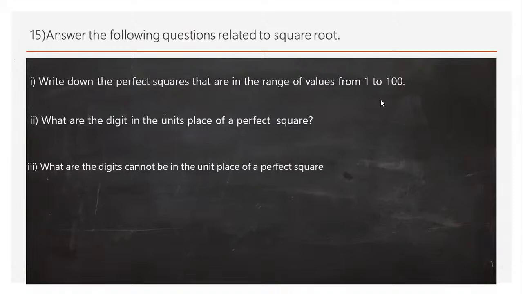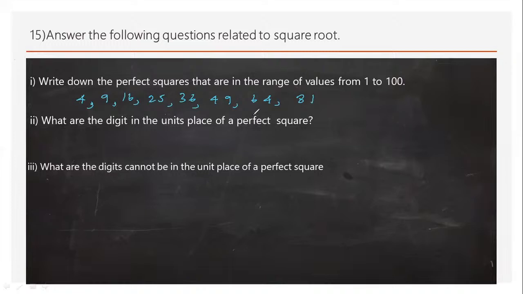Write down the perfect squares that are in the range of values from 1 to 100. 1 and 100 not included. Then other numbers you can write. 4 is a square number. 9 is a square, 16 square number, 25 square number, 36 square number. Next square number is 49. Next square number 64. Next one is 81. Right? These are the square numbers in the range of values from 1 to 100.